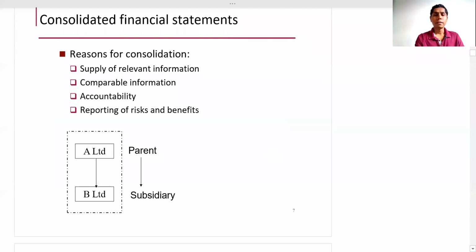Reasons for consolidation. Actually I touched this topic a little bit when I was doing the business combination lesson. You want to know what is the performance as the group. Now say for example, John Keells has many subsidiary companies. Individually we know these subsidiary companies may perform well or may underperform.